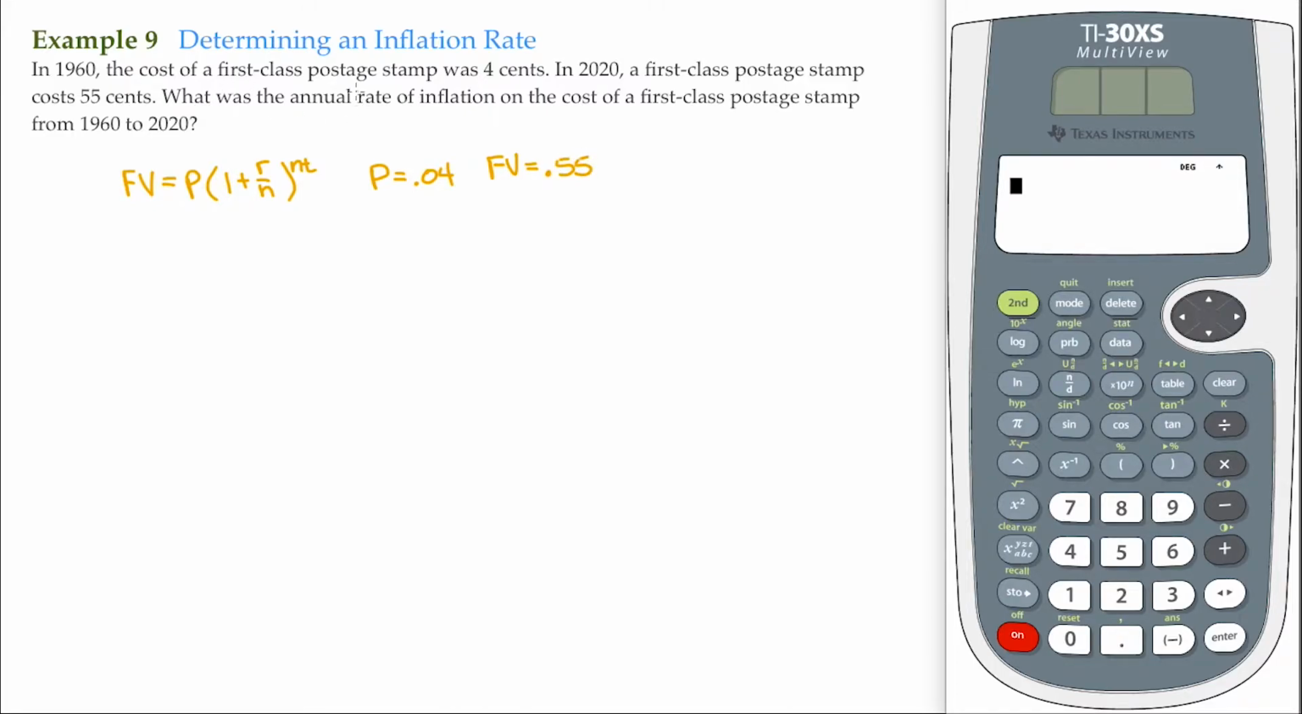What was the annual rate of inflation on the cost of a first-class postage stamp from 1960 to 2020? So the time span, T, 1960 to 2020, that's 60 years.